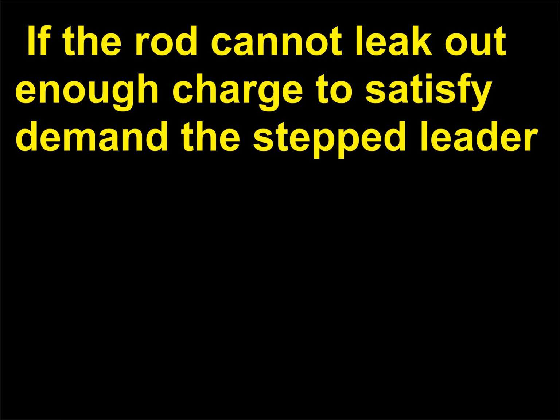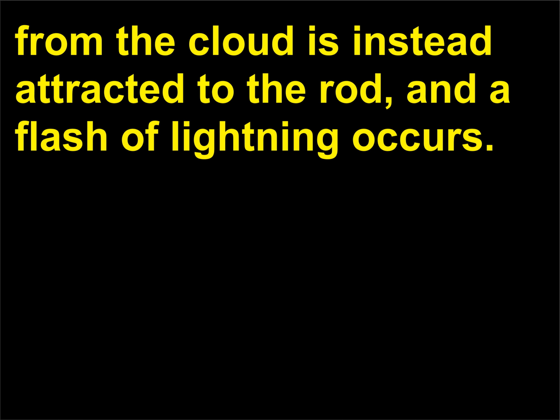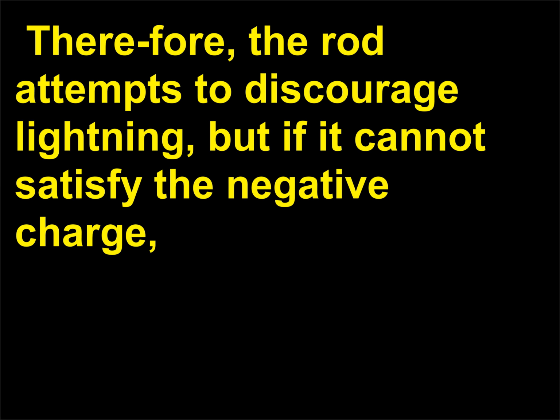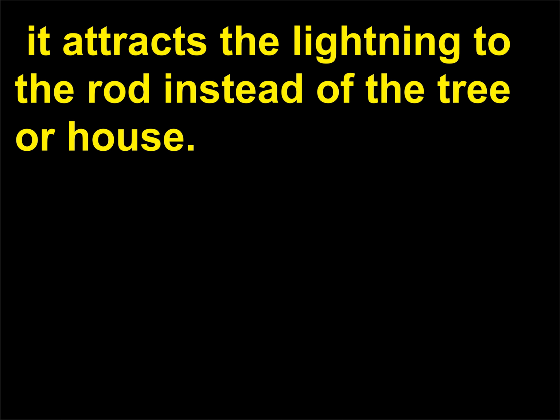If the rod cannot leak out enough charge to satisfy demand, the stepped leader from the cloud is instead attracted to the rod, and a flash of lightning occurs. Therefore, the rod attempts to discourage lightning, but if it cannot satisfy the negative charge, it attracts the lightning to the rod instead of the tree or house.